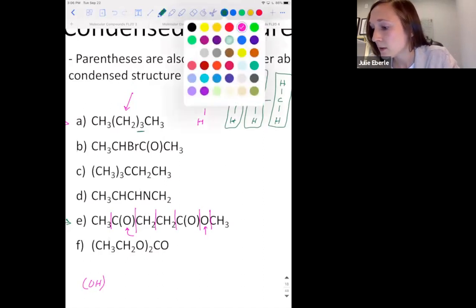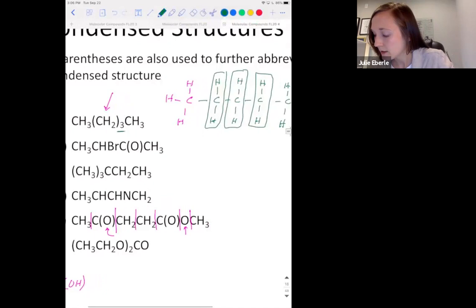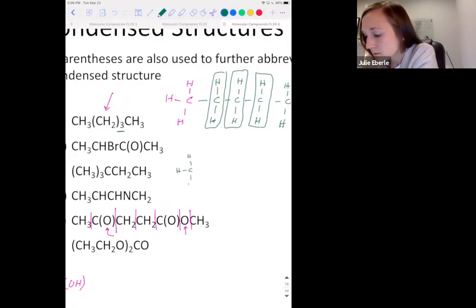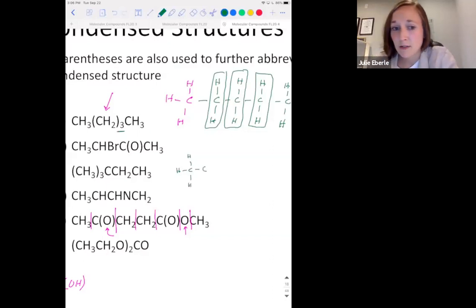So go back to dark green. All right, I'm going to draw it up here in the space above. So we have a CH3 group. Then we have a carbon. Now we're in the second group, and we have an oxygen in parentheses.